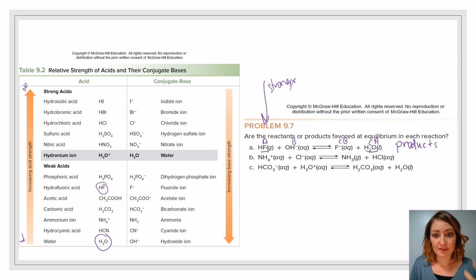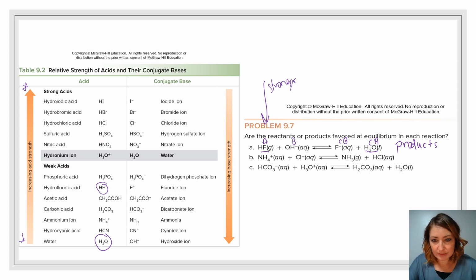If you're catching on to this, pause me, do the work, go back, double check if you got it right. If not, we're going to do two more problems together then. Your choice. All right, so for this next example, let's identify again our conjugate acid and our conjugate bases and our acids and bases in general.